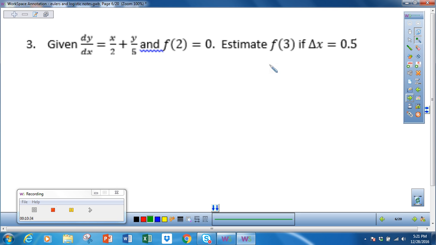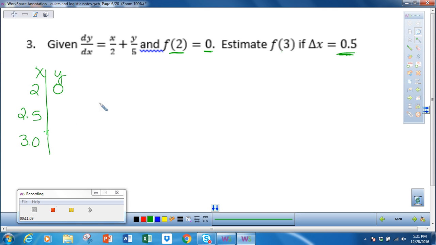Okay. In this example, we're starting off with initial condition, x is 2 and y is 0. And we're trying to get to f of 3, and this time it tells us delta x is 0.5. So we don't have to figure it out. So then we do 2.5 and 3.0. So in 2 steps. Okay?